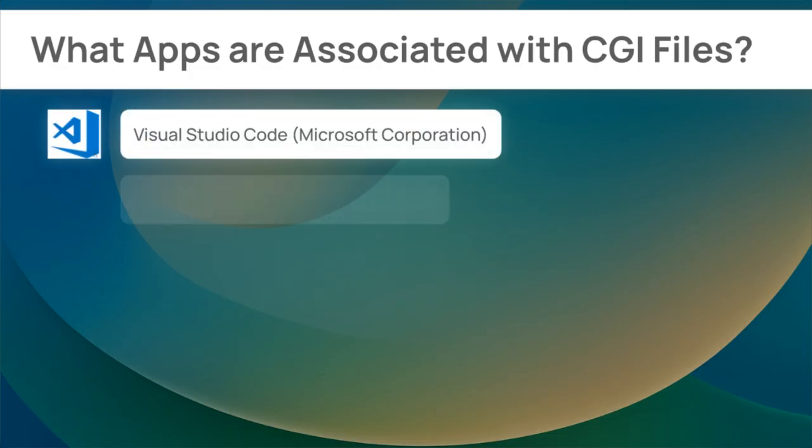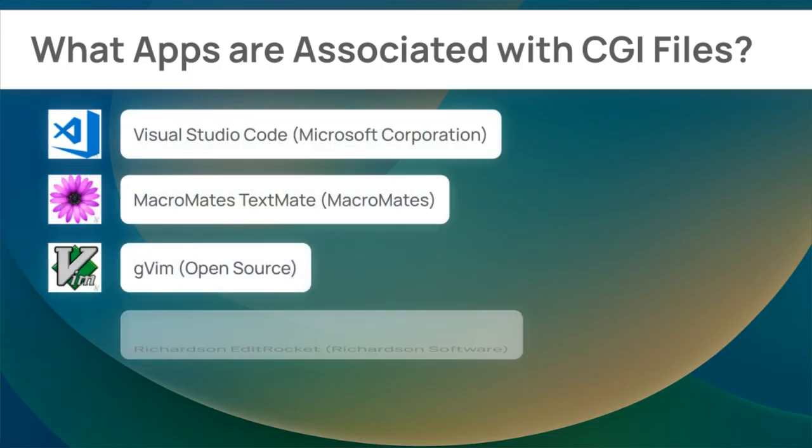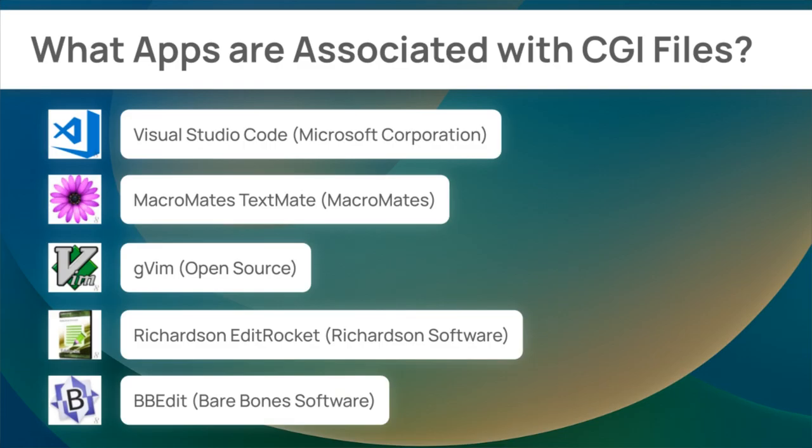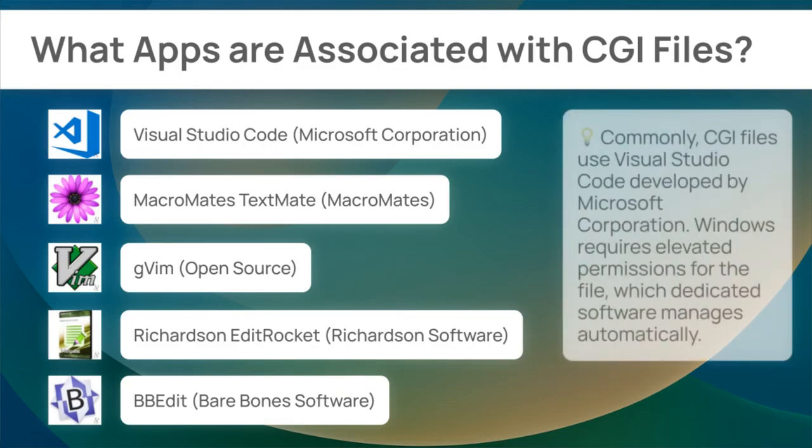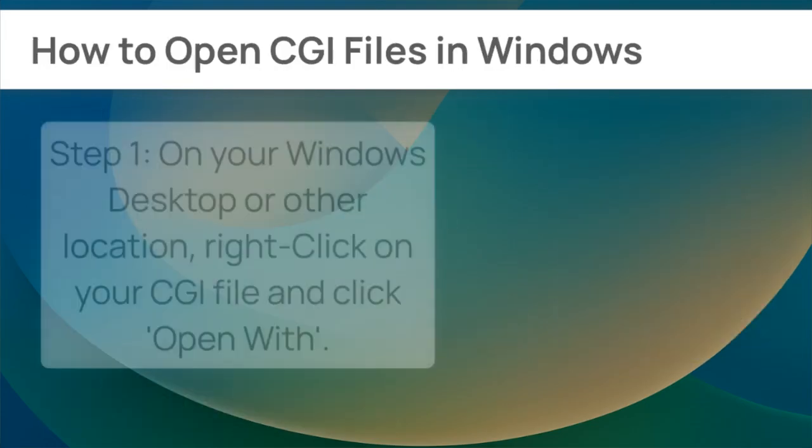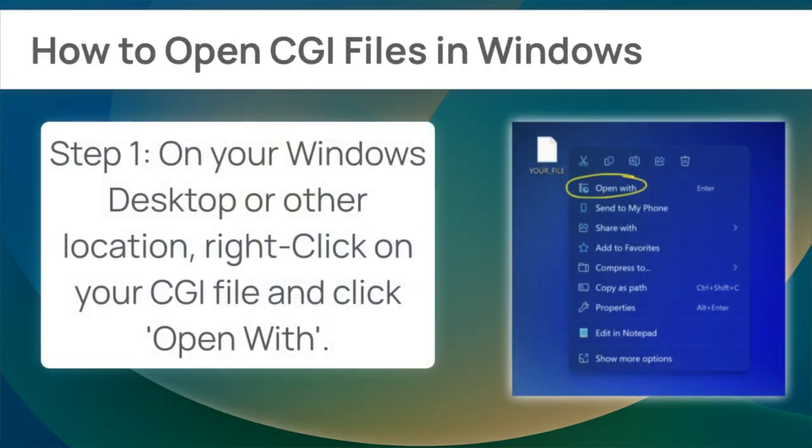For comprehensive file management, CGI relies on Visual Studio Code developed by Microsoft Corporation. Windows requires elevated permissions for the file, which dedicated software manages automatically. Windows shows the plain text, while interpreting commands requires a scripting framework. We'll conduct a full scan of potential openers now.